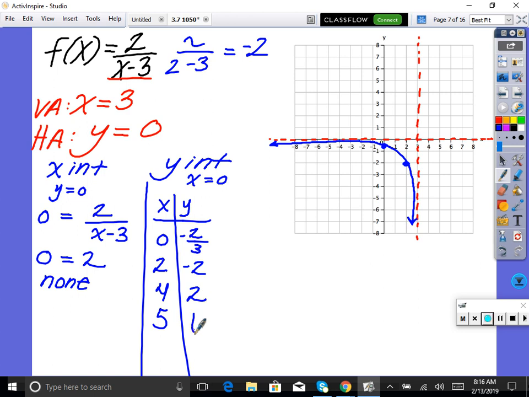Okay, so we're going over 4, up 2 units, over 5, up 1 unit. And now I have plenty of points to see what's going on. Do you agree? They approach the asymptote. That's what these graphs do. So we can see it's coming up by this asymptote, and it's coming down on the horizon and approaching that asymptote. So really not that bad, as long as you can follow those steps.